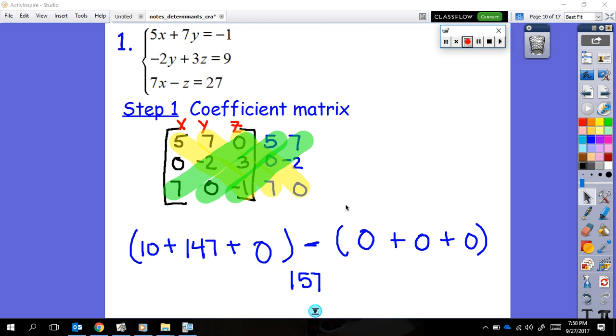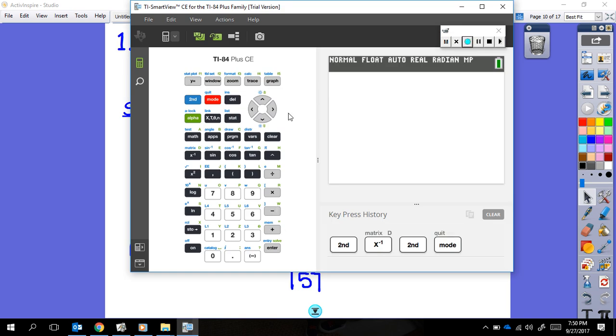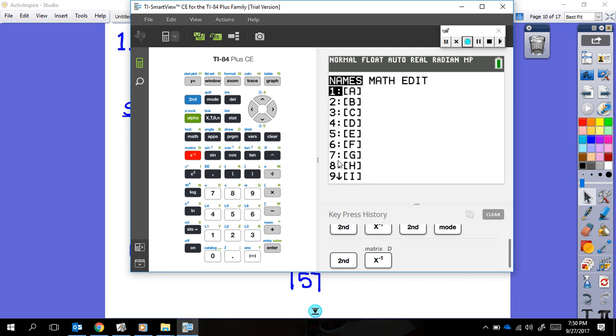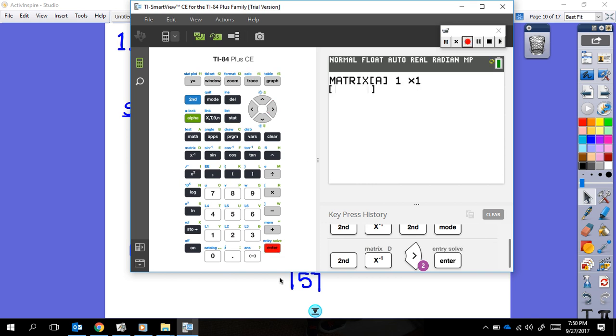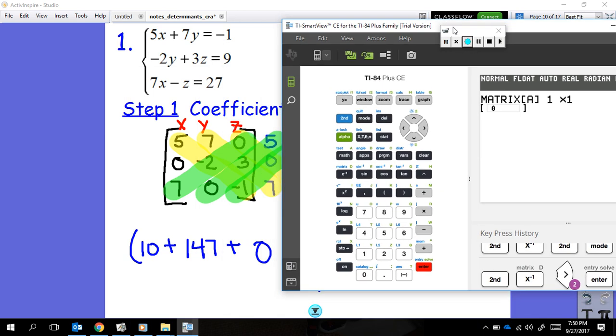Okay, now that I'm on my graphing calculator, I'm going to show you how to do this on your graphing calculator. Mine looks a little bit different because it's the one for the computer, but it's pretty close. You're going to go to second matrix. I showed you all where that button was on Thursday. You get the menu that looks like this. We are going to scroll over to edit and select matrix A. And our matrix is a 3 by 3.